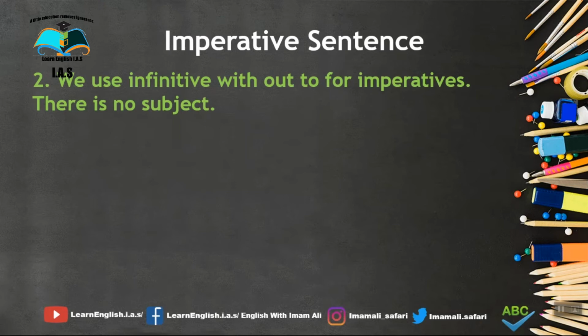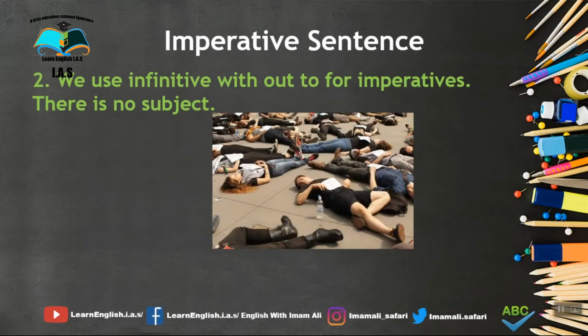We use the infinitive without to for imperatives, and there is no subject. For example, look at this sentence, look at this picture. You lie down on the ground. In this sentence, do you see what the problem is? The problem is you, because in imperatives we don't use a subject, and there is a verb lie. So infinitives always use to, but here we are not using to with lie down. We cannot say to lie down on the ground.